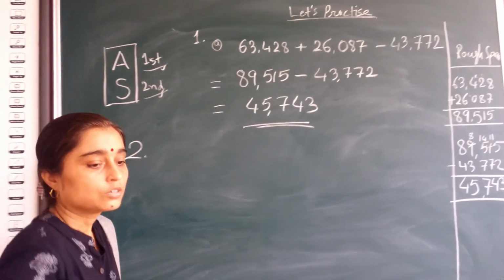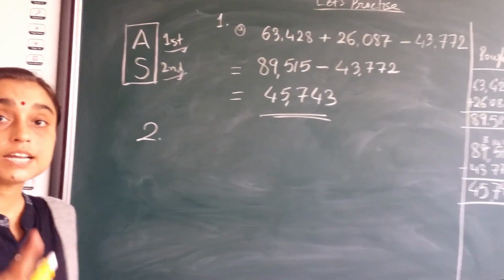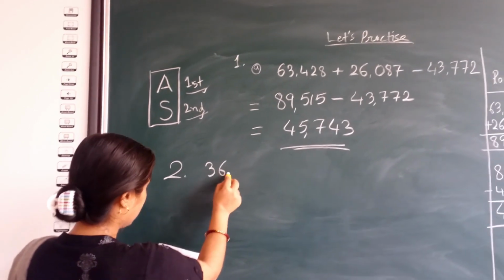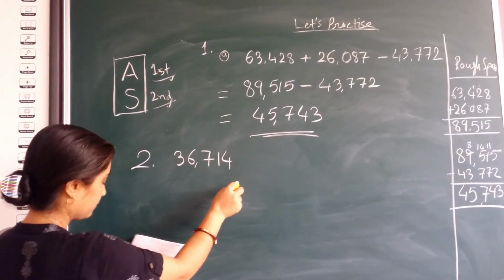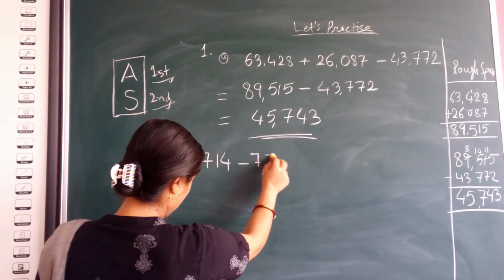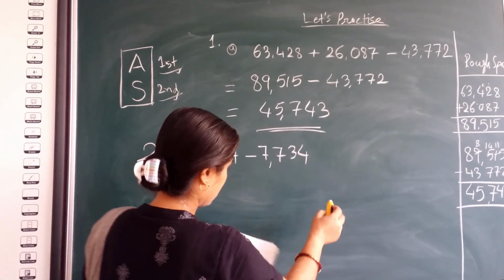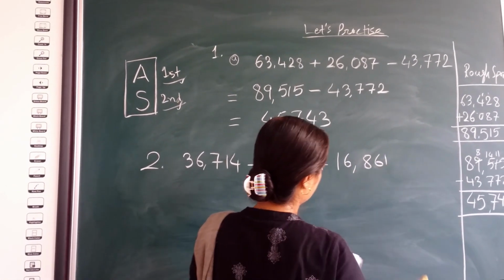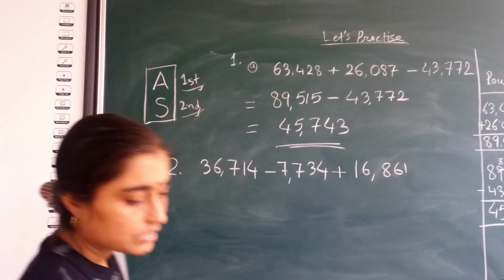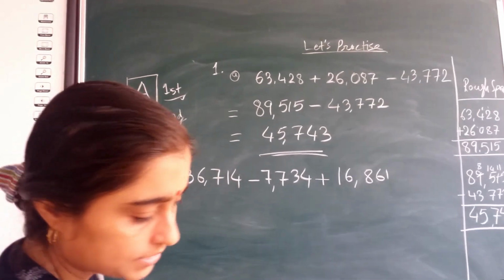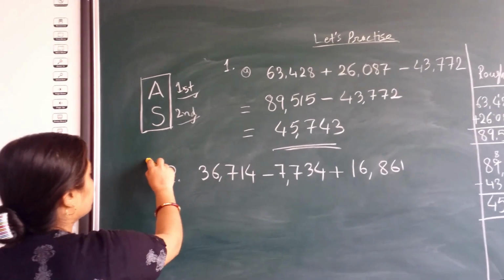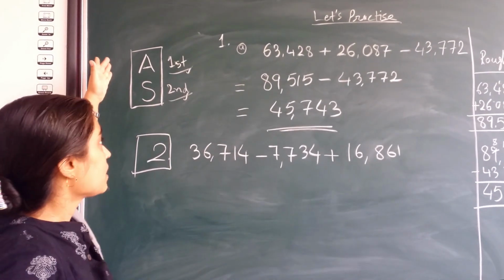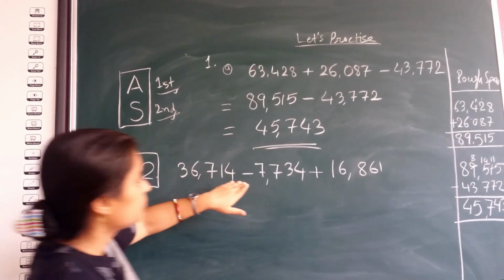Now question number 2. Question number 2 is same, but there is a trick. What is it? Write down the question. 36,740 minus 7,734 plus 16,861. Now see, this is your question. Yes, na? Now in this question, what we will do first? We will do addition first. But addition is here and subtraction is here.